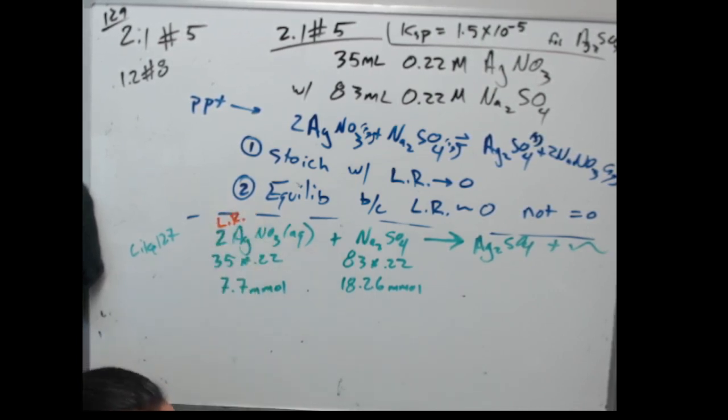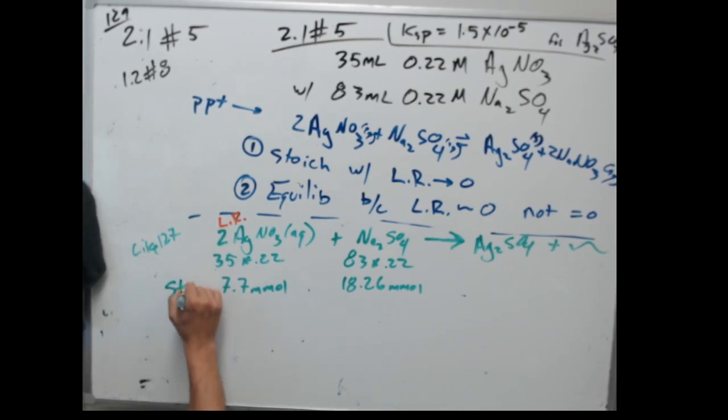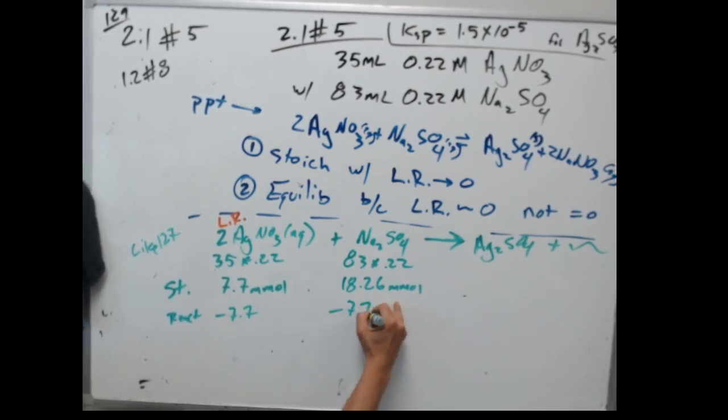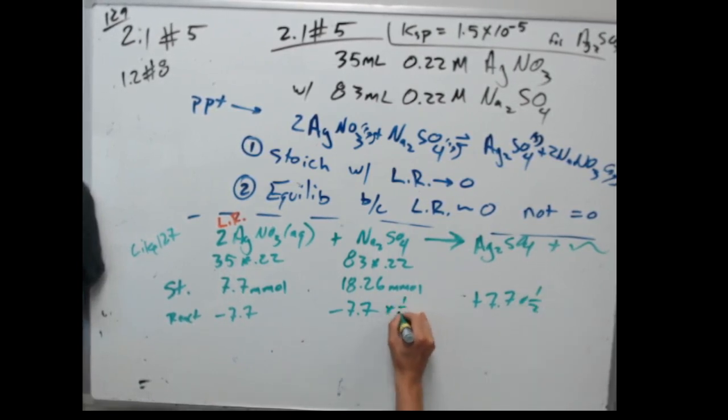Right? It's the smaller number, but I have to be careful about that. It's smaller, and I'm supposed to have twice as much silver as sulfate, and I have less silver than sulfate. So it's just fine. It's the smaller number. So this is my start. My react is going to be minus 7.7, minus 7.7, plus 7.7 times mole ratios.